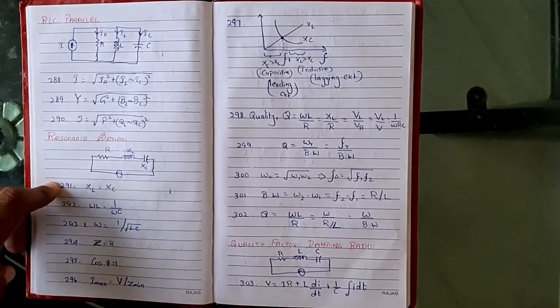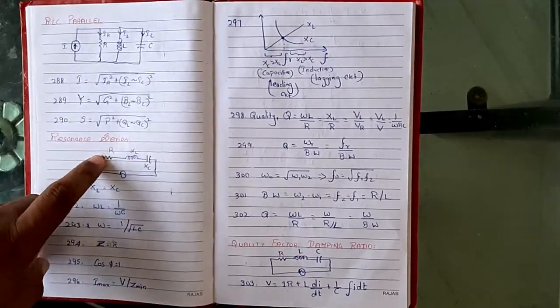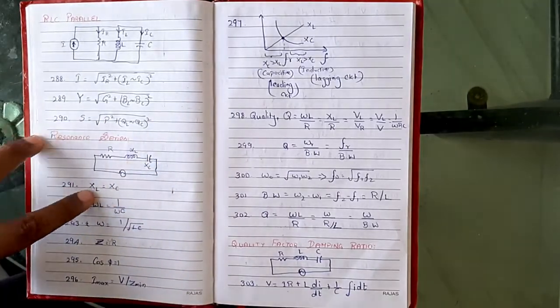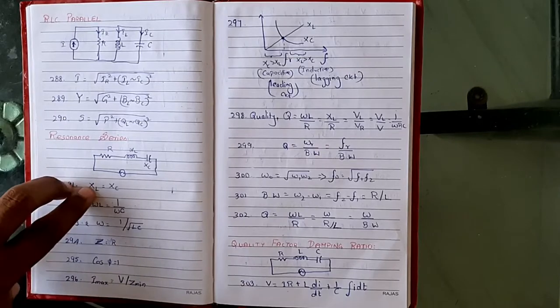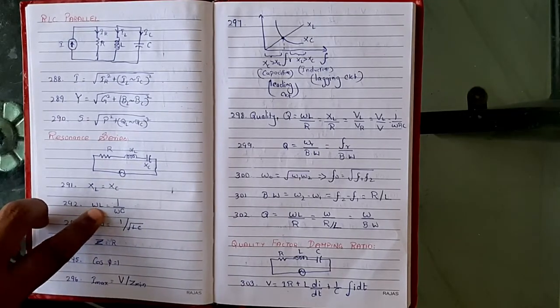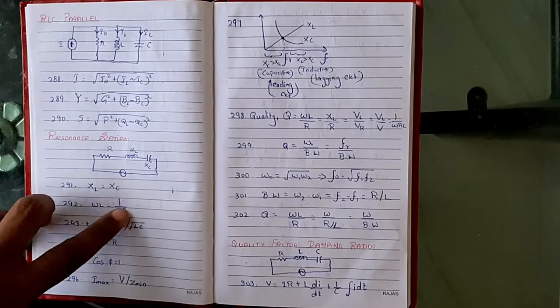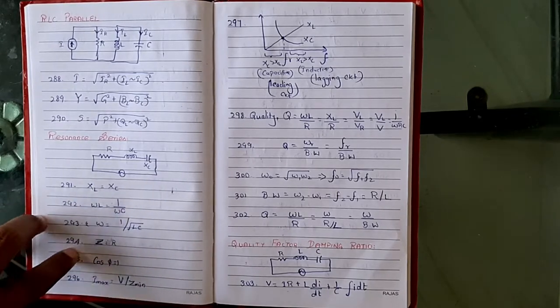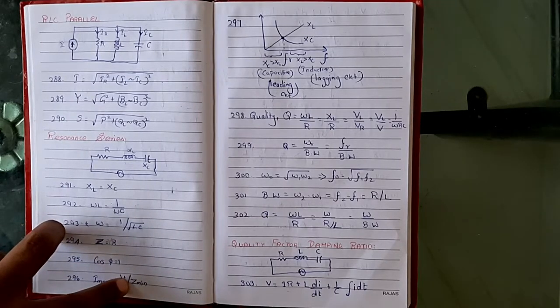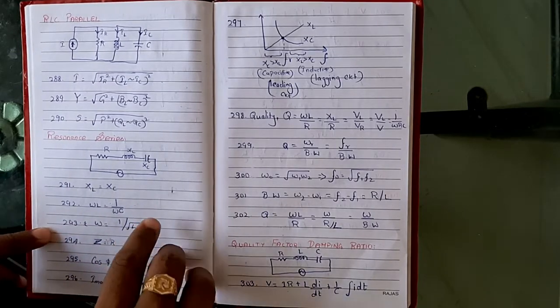Now resonance in series, R, L and C in series. For a resonance circuit, XL is equal to XC. XL means omega L, XC means 1 by omega C. So omega L is equal to 1 by omega C. That means omega is equal to 1 by root of LC. Omega is the angular frequency. Z is equal to R, cos phi is equal to 1. I max is equal to V divided by Z min. So this is for the resonance circuit.